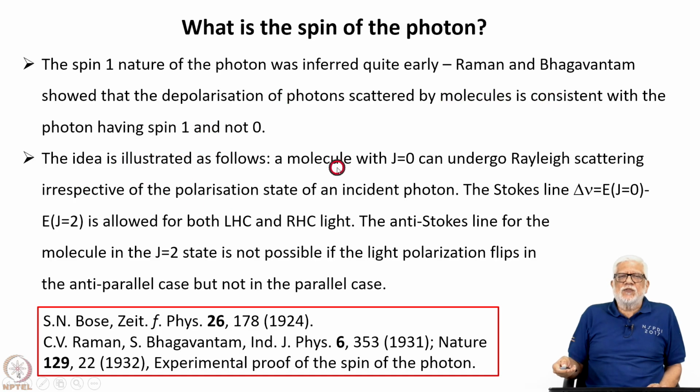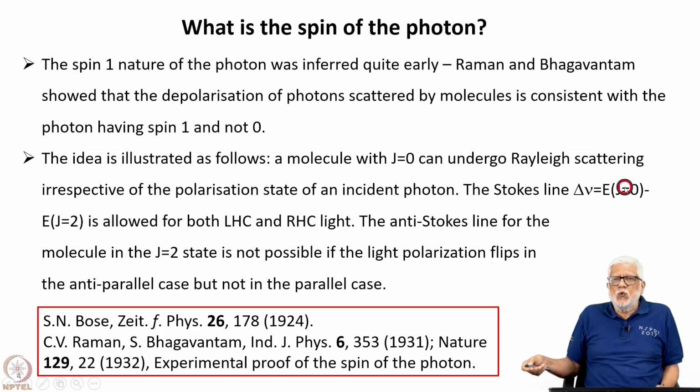So, the idea is as follows: if I have a molecule with J equal to 0, it can undergo Rayleigh scattering, irrespective of the polarization state of the incident photon, whether it be left-handed or right-handed circularly polarized. You will still get Rayleigh scattering. However, the Stokes line, which is the Raman line shifted in frequency by Δν, you can excite a molecule to its J equal to 2 state, and in that case this shifted line, the so-called Stokes line, allows you to measure whether the photon has spin or not.